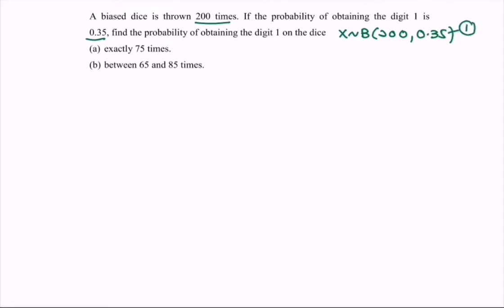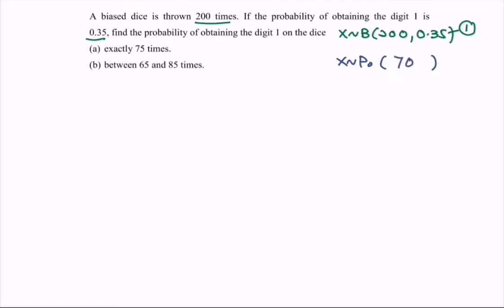Find the probability of obtaining the digit 1 on the dice exactly 75 times. So as we all know, here we have the situation n which is greater than 50. Next, we have to test whether the Poisson distribution is suitable or not. In order to find the lambda, we need 200 multiplied by 0.35, so we will have 70.